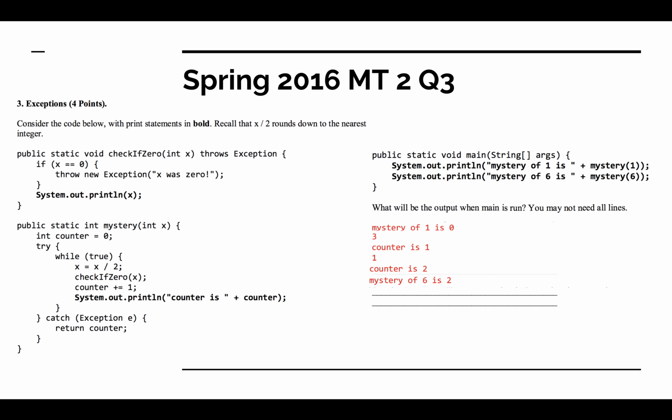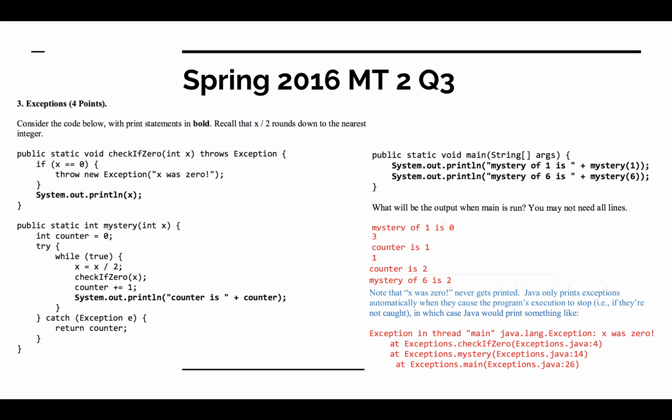So x with 0 actually never gets printed. So Java only prints exceptions automatically when they cause the program's execution to stop. So if we didn't catch the exception and it went all the way up and there was nothing that caught it, it would print what you see here, exception in thread main java.lang exception x was 0. So it describes the exception, but if you catch it and you don't print it out, then it won't print out.